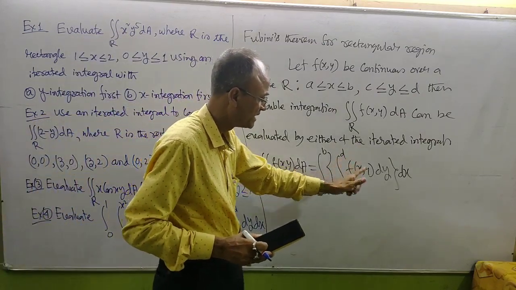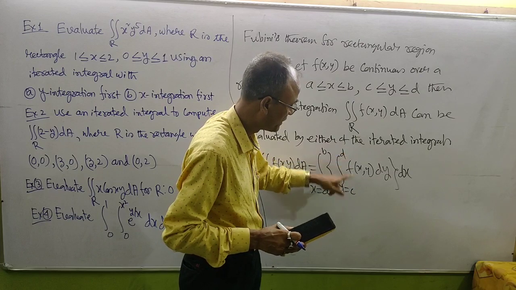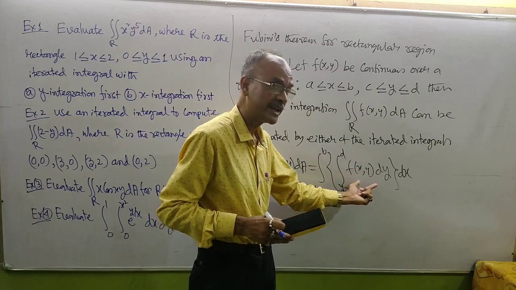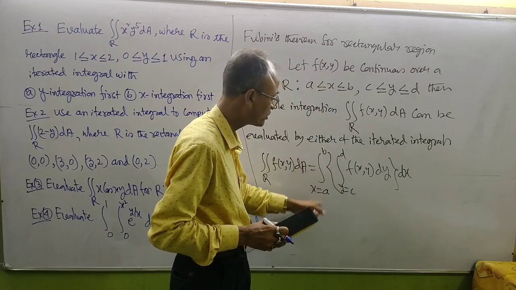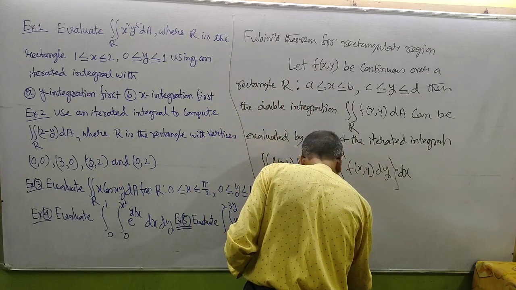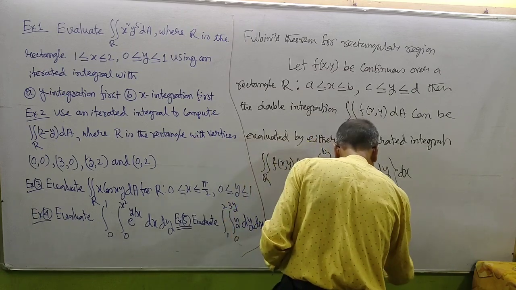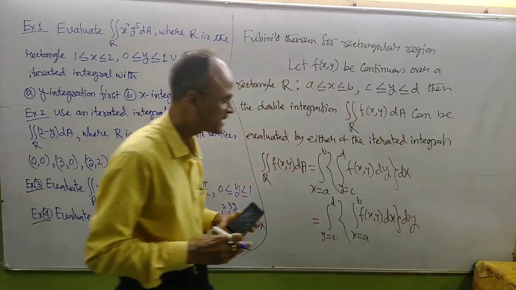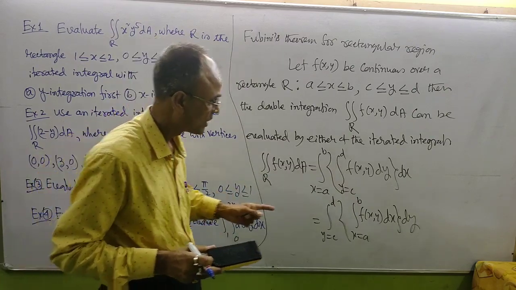In this integration, first integrate f(x,y) with respect to y, treating x as constant, and then put the values of c and d for y. Then you will get a function of x only. Then integrate this function with respect to x, with the limit x equal to a to b. Or you may integrate y equal to c to d, first integrating x equal to a to b, dx first and then this. Then y is equal to c to d.